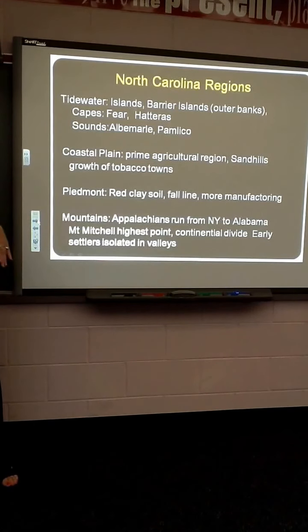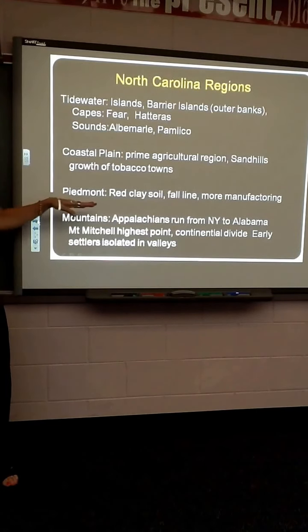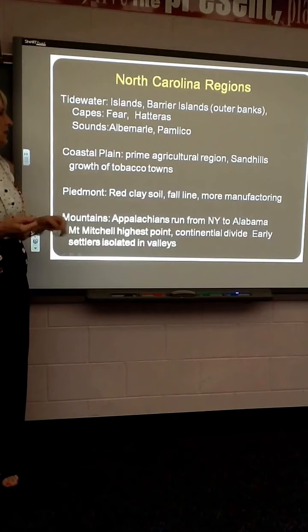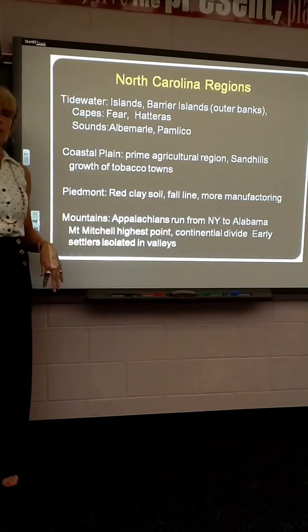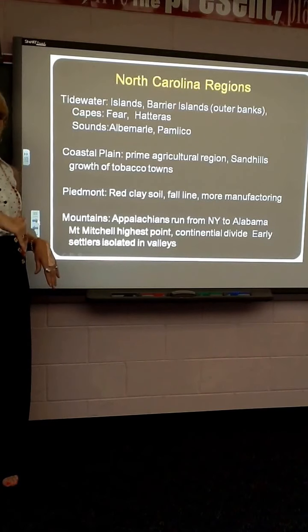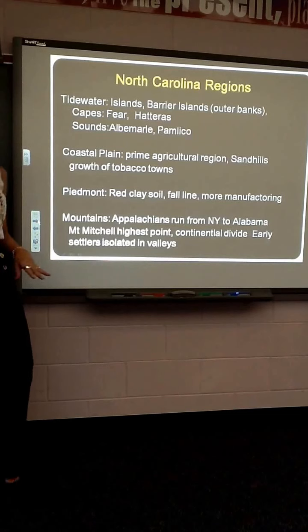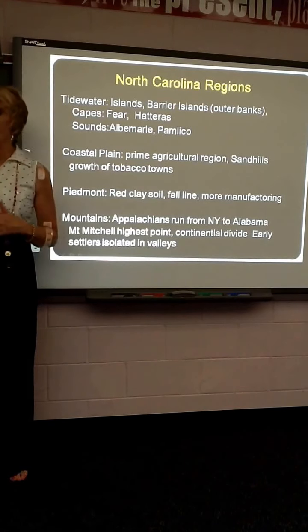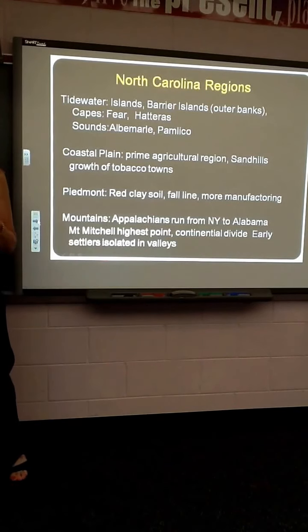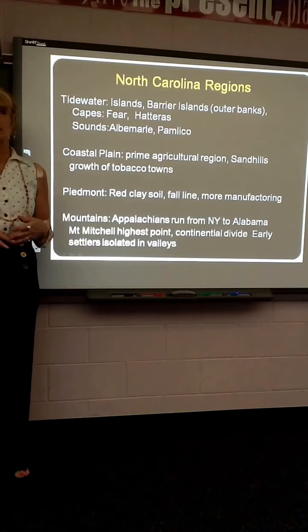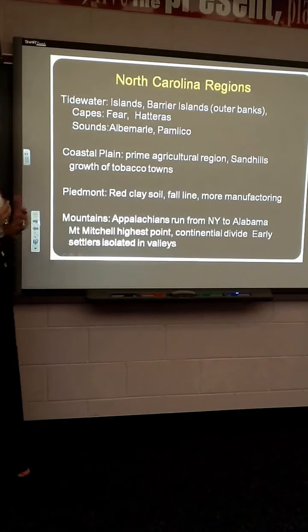The Piedmont, that's where we live. That is the Raleigh-Durham area to the mountains. And one of the things that really defines it is our heavy red clay soil. The fall line, that's where the water drops sharply into this area from the mountains. Because our land isn't as good quality for farming, we have a lot more manufacturing businesses and business centers.